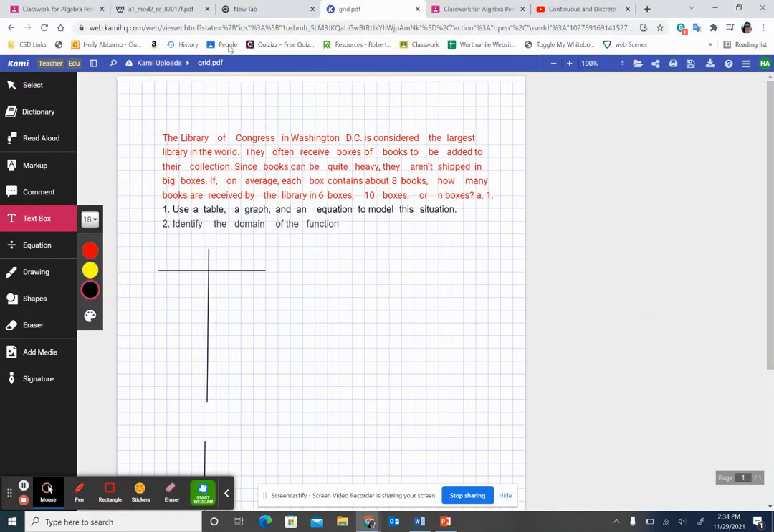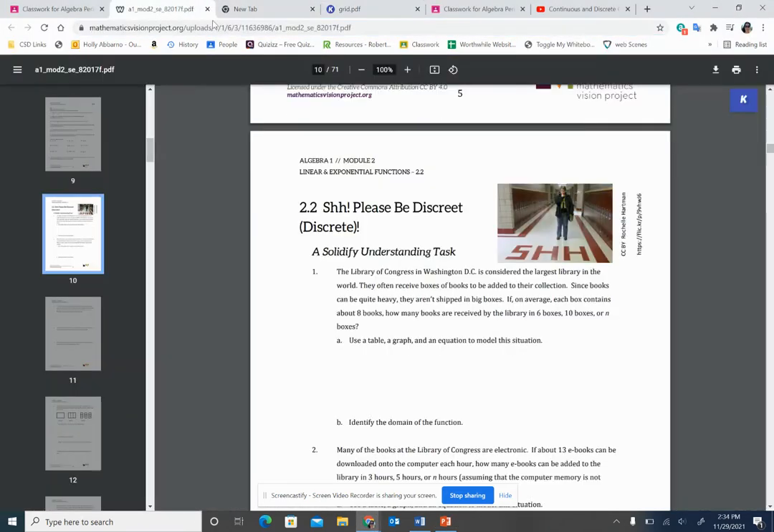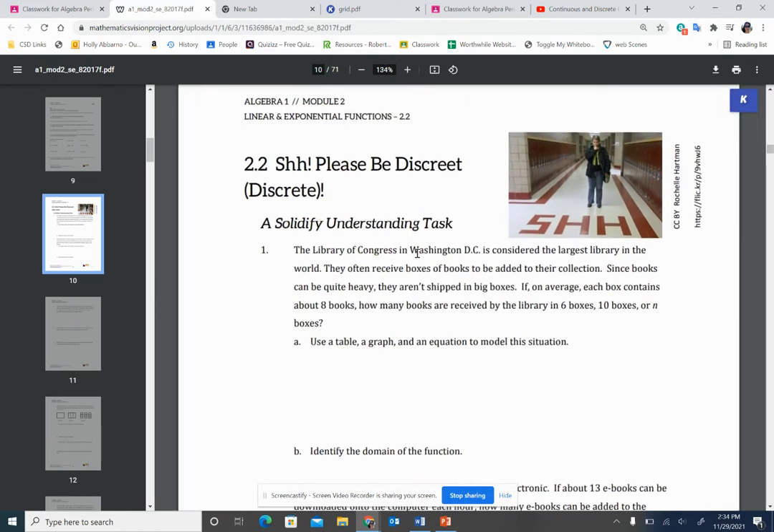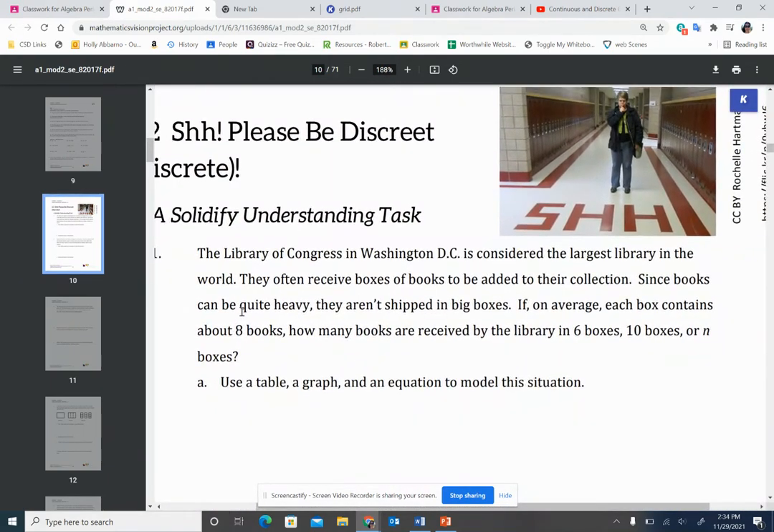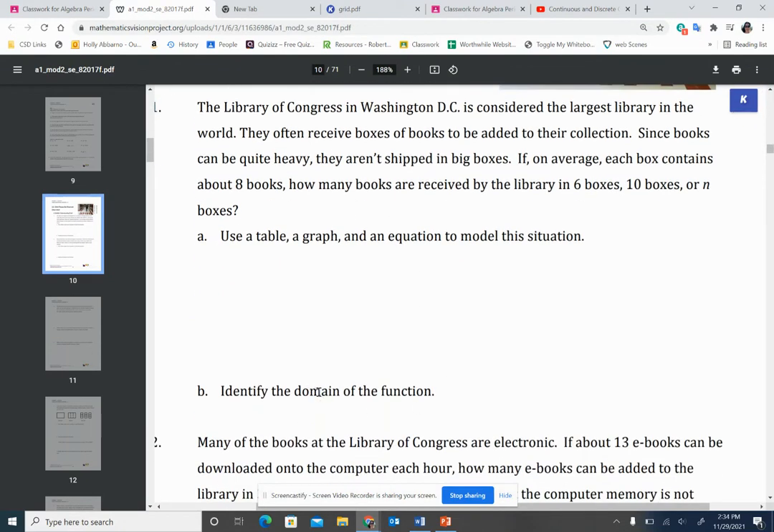All right. So here we go. Page 6 right here. It says, please be discrete. Discrete, a solidified understanding task. So we're going to just start with this very first problem right here. We're going to work through it. There might be some new vocab, like the word domain might be a new vocab for you.